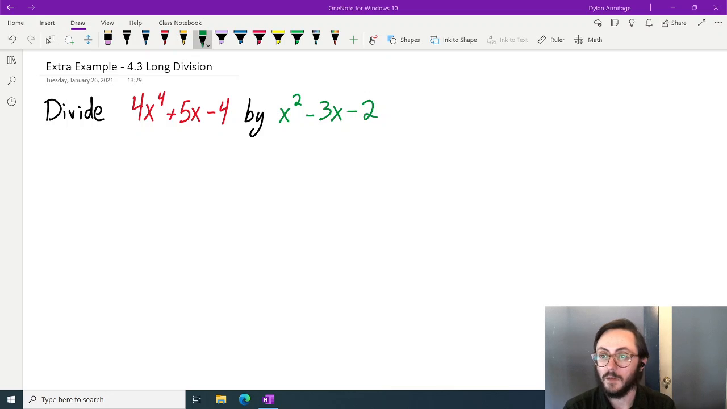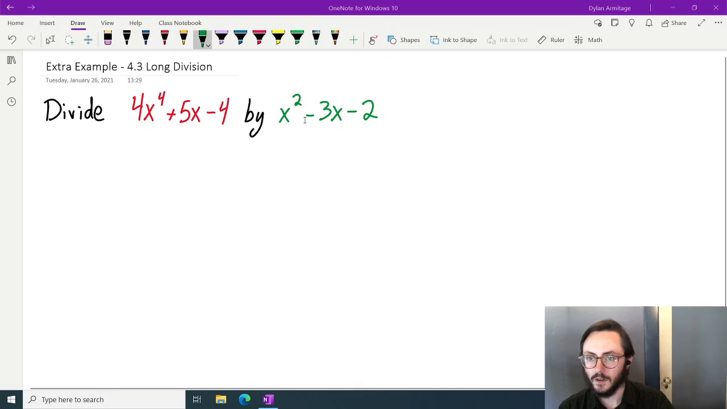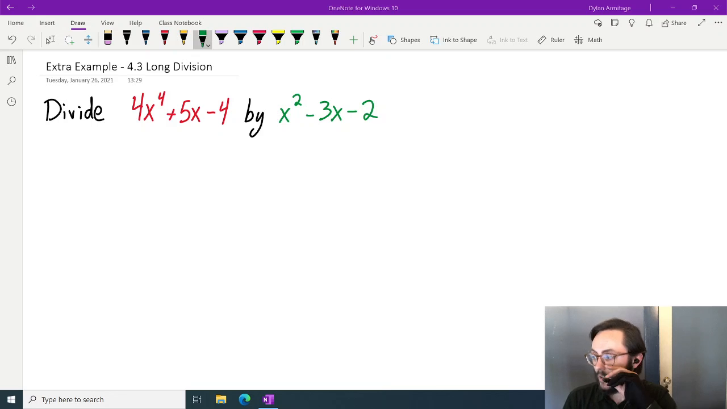In this video, I am doing an example from chapter 4.3 about long division of polynomials. The problem we are looking at is to divide 4x to the fourth plus 5x minus 4 by x squared minus 3x minus 2. Now remember that dividing polynomials through long division is essentially the same as dividing integers or whole numbers.